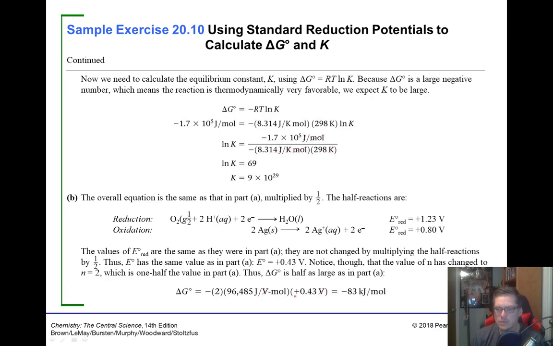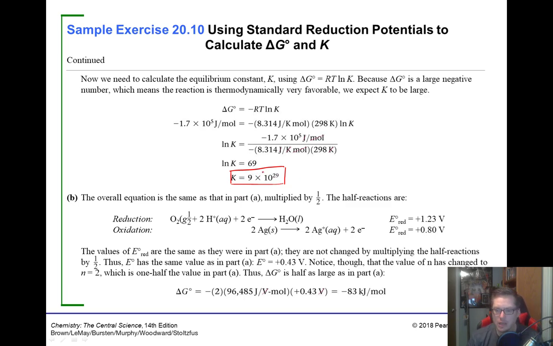Pretty simple enough, so you can plug this in here, solve for natural log of K, right? So divide this over, and then to get rid of the natural log, you say e to the 69th power. And so you get 9 times 10 to the 29th. Notice that's a really absurdly big number, and that makes sense because delta G was a really large negative number, so this should imply that our products are favored.